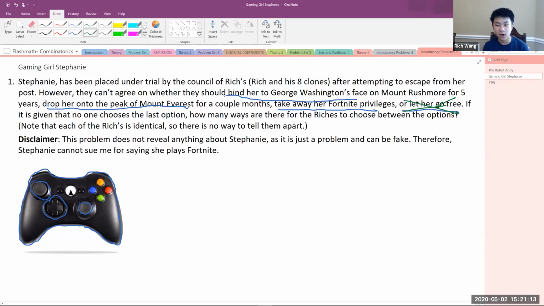And also note that all of the riches are identical. So for example, if rich 1 chose option A and then rich 2 chose option B, that would be the same as rich 1 choosing option B and rich 2 choosing option A. Anyways, so now again, this is another partition problem, except this time we have a set size. We want to find the number of partitions of 9 that have a size of 3.